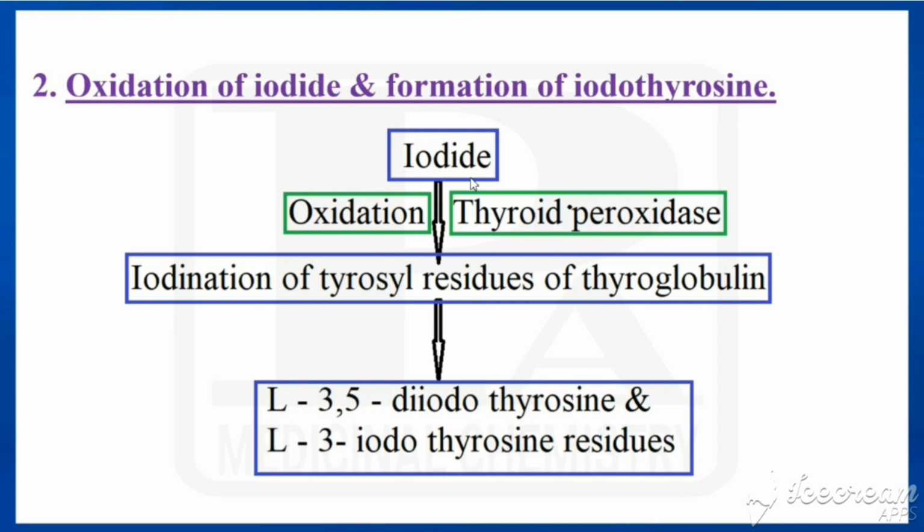So how do we get DIT? By means of step 1 we get iodide, which undergoes oxidation by means of the enzyme thyroid peroxidase. Thyroglobulin has thyrosyl residues, and those residues are iodinated. Iodine is added to the thyrosyl residues present in thyroglobulin. So what do we get? We get DIT and MIT. DIT is diiodothyrosin and MIT is monoiodothyrosin. Diiodo means 3,5-diiodothyrosin, and MIT is 3-iodothyrosin. So we get two products, DIT and MIT.